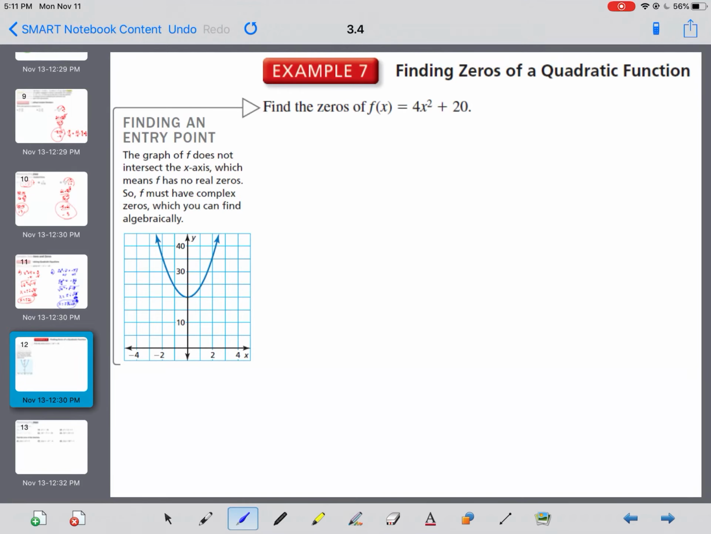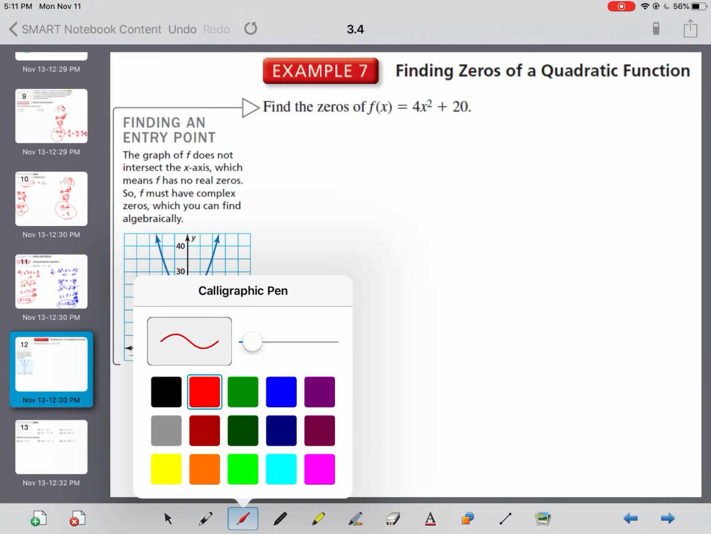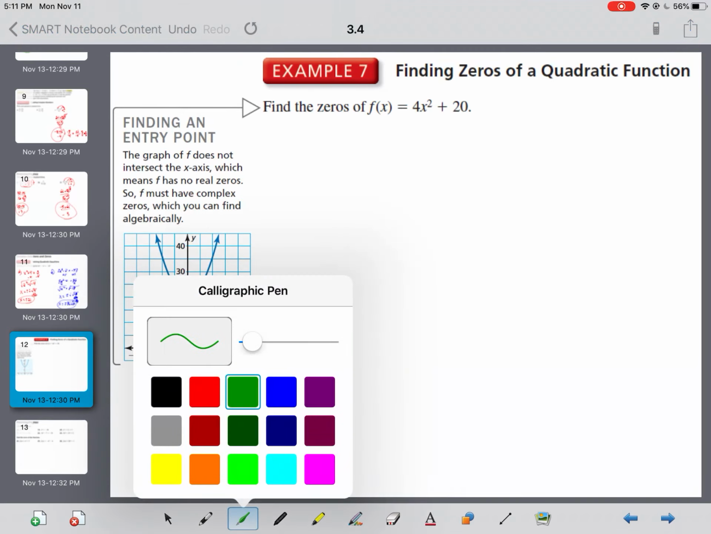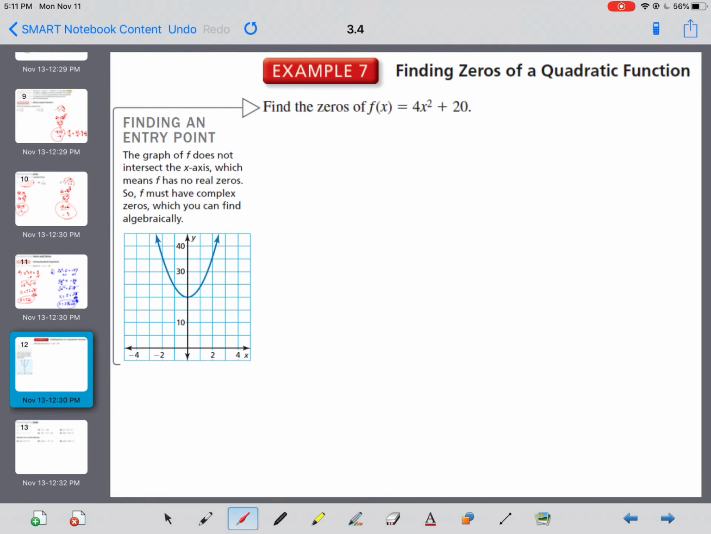Finding zeros of a quadratic function. This is what we're talking about. Normally, what we're looking for whenever a quad crosses the axis is where does it touch the x-axis? This way, or if it's here, that way. Or maybe it just touches once, right there. But what if it doesn't touch at all? That's where the imaginary comes in. That's how you can tell graphically it's going to have an i in the answer. Okay, it has to have it.